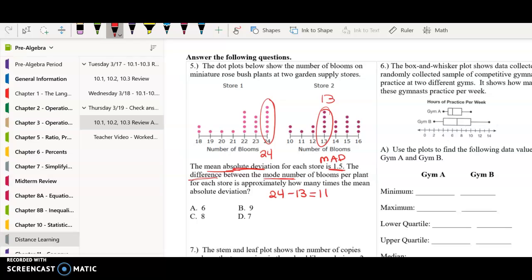And then it says is approximately how many times the mean absolute deviation, which means I want to divide by the mean absolute deviation. So I'm going to do 11 divided by 1.5, which gives me about 7.3. So it's approximately 7.